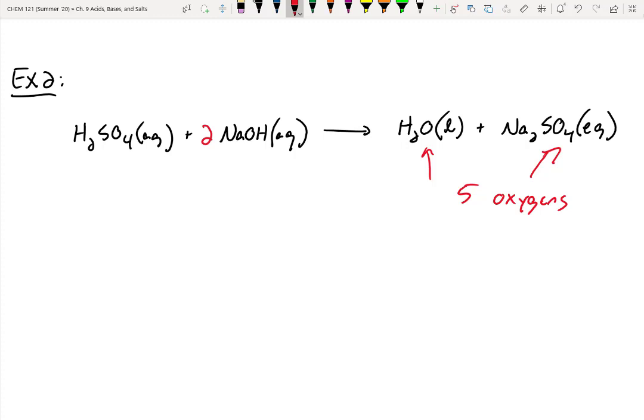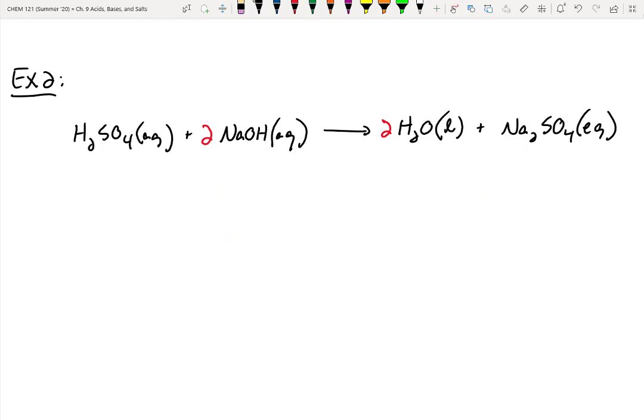Where over here, now I've got 4, 5, 6. I've got 6 oxygens. All right, so what I would do is I would put a 2 in front of this, and now if I double check everything, it looks like everything is balanced.